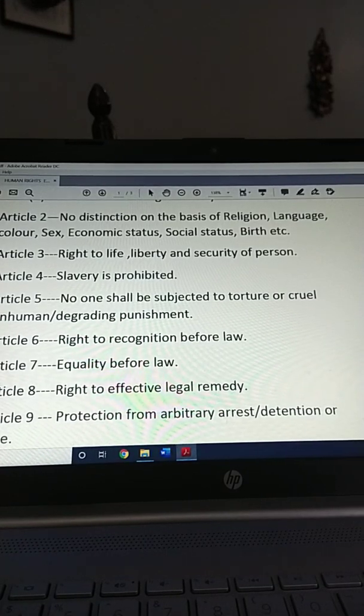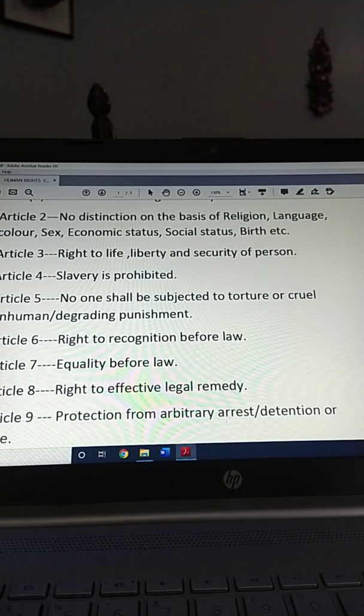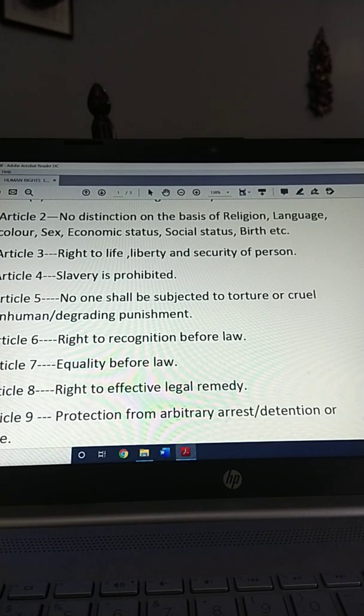The third one is right to life, liberty and security of person. Life, liberty and security of person. Next, slavery is prohibited. No slavery system. These rights are related to the dignity and freedom of human life.